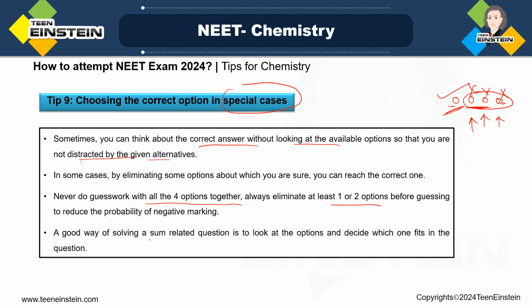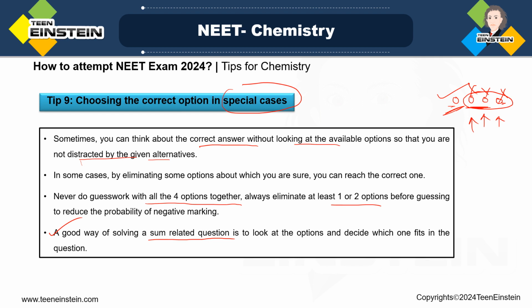A good way of solving some related questions is to look at the options and decide which one fits the question. This last step is only for numericals. Suppose you have to find some wavelength and it is in the visible range. When you look at the options, you can understand that some wavelengths are not possible in this range, or suppose it is an X-ray or whatever. That is a way to understand that an option is not fitting your answer, though you are not solving it.